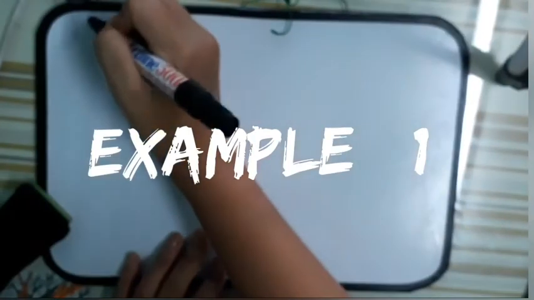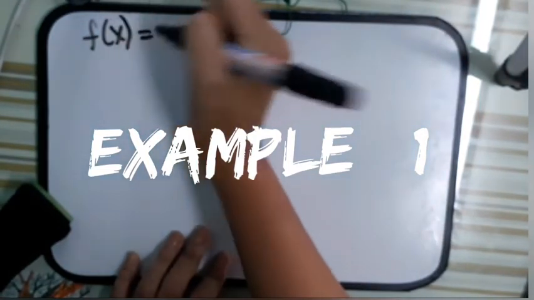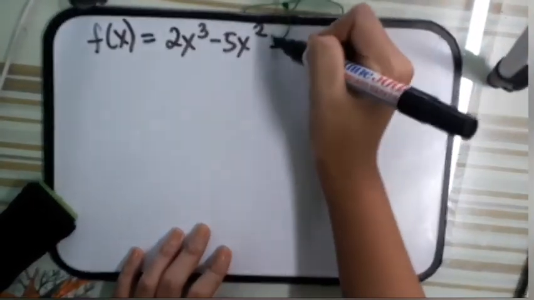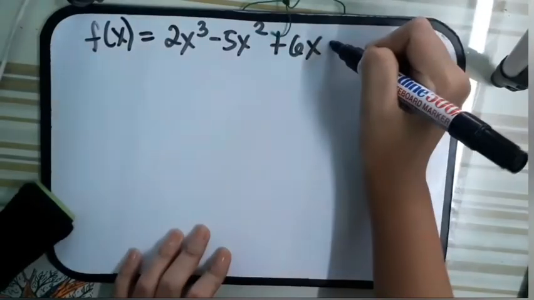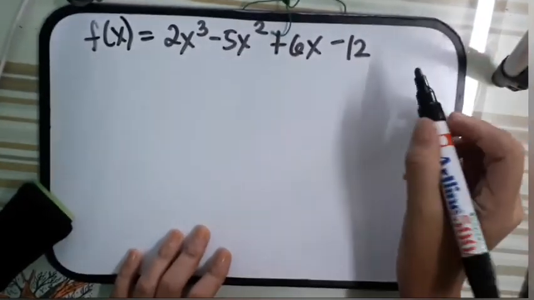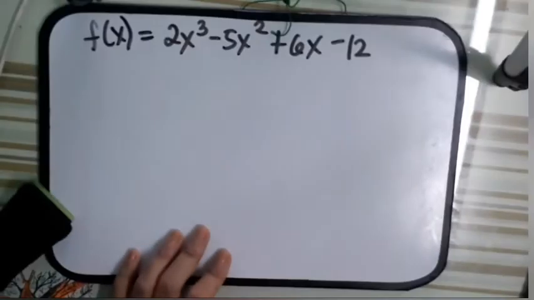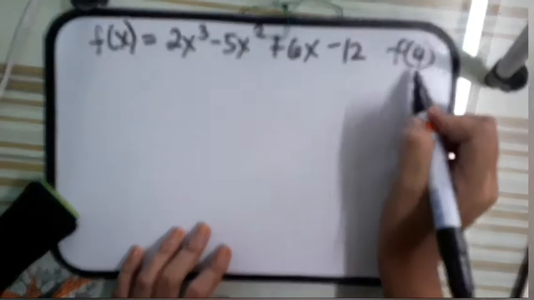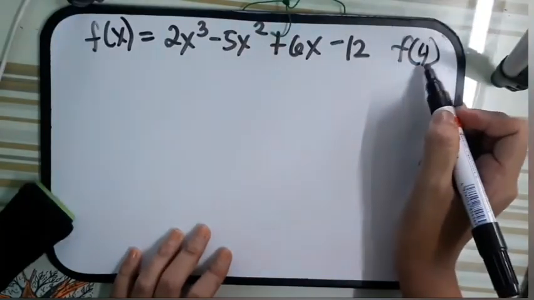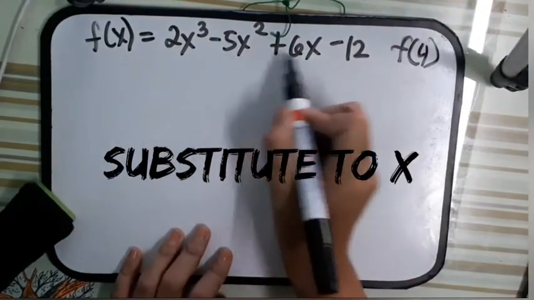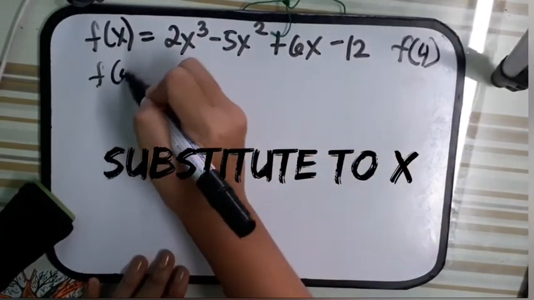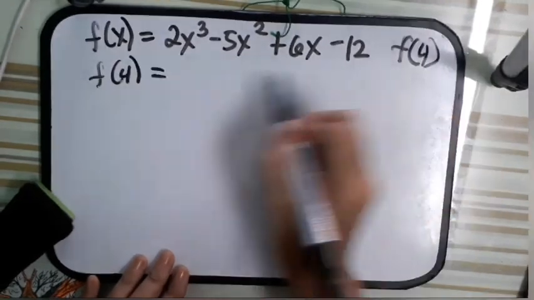For example, f of x is equal to 2x cubed minus 5x squared plus 6x minus 12, and we are going to verify it using f of 4. Let's find out the remainder using f of 4. Simply, we are going to change the value of x, so f of x will become f of 4. Then change all the values of x.